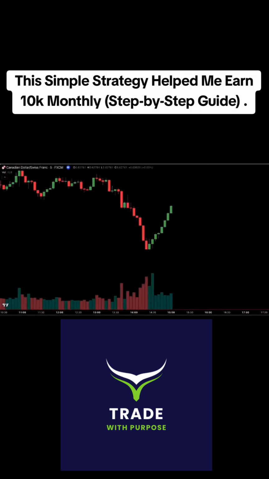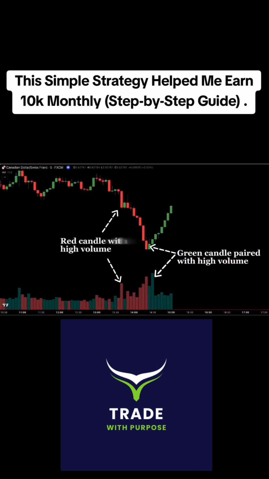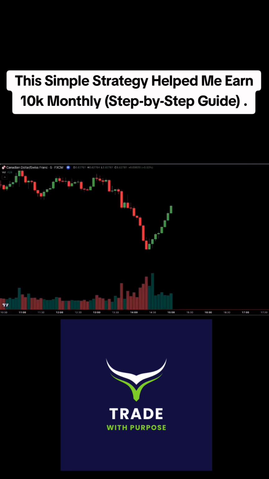Here's why this matters. When price movement is backed by high volume, it signals strength and conviction behind the move. A green candle paired with high volume is especially bullish, indicating buyers are fully in control. Similarly, a red candle with high volume suggests strong selling pressure.